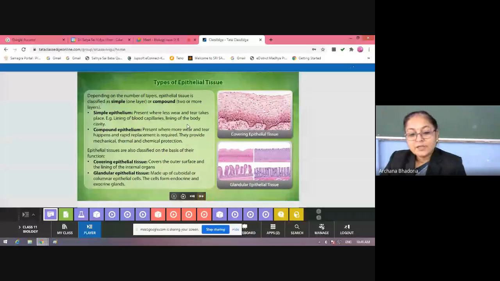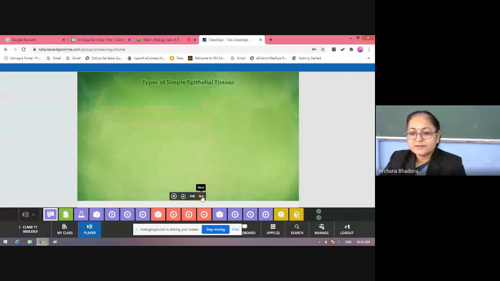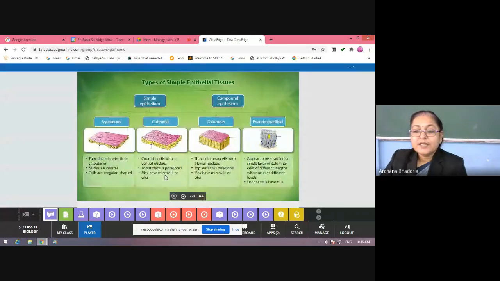Okay, then second one, write down. Now, in your book you will get the simple epithelial tissues classified on the basis of the shape of the cell. If the cells are thin, flat, with less cytoplasm, you call it a squamous epithelium. Our cheek cells, the inner wall of the cheek, have squamous epithelium. So note down quickly the types of squamous epithelium, simple epithelium.